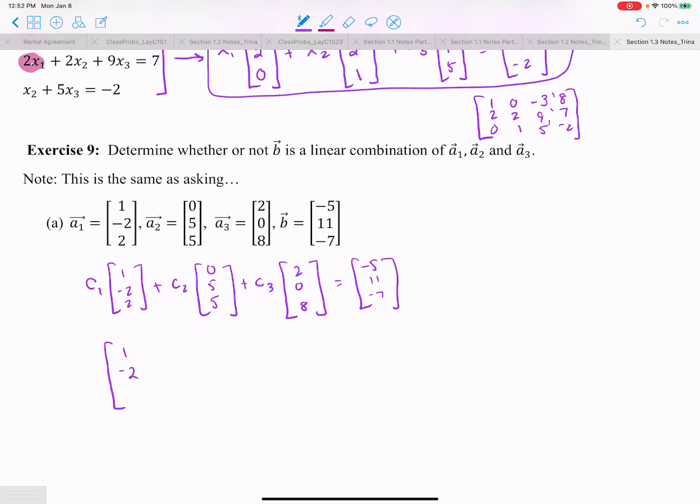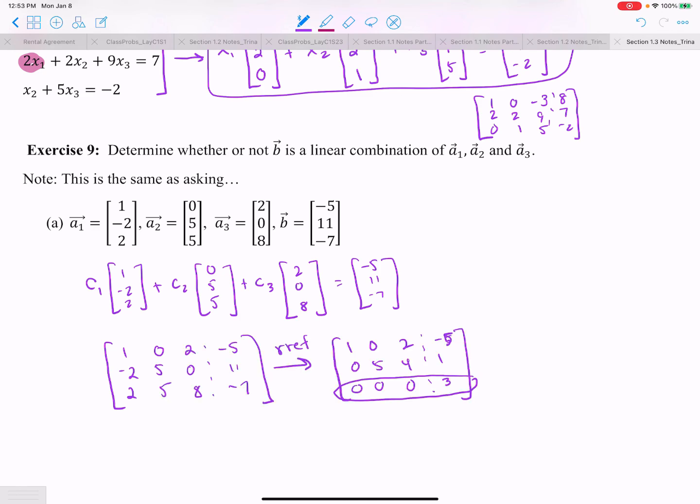Write it in an augmented system and row reduce it. When you reduce this, at some point you'll see 0, 0, 0, 3, and that's a big indicator that we have no solution. So is B a linear combination of A1, A2, A3? No. There are no C1, C2, C3. There are no weights that will produce the vector negative 5, 11, negative 7.